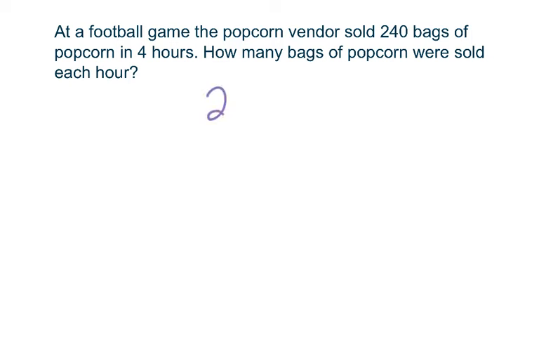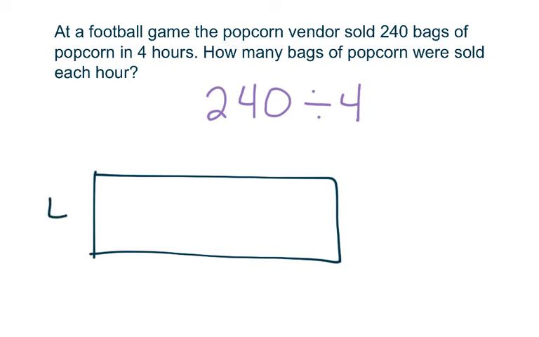I would write this problem as 240 divided by 4, and then I'd set up my area model to solve this problem. So I'd have my 4, my divisor, off to the side. Then I would have my 240, my total, so that I can chip away my pieces that I'm taking away from it. I would start, let's see, I could do 4 times 10, that'd give me 40. 4 times 20 would give me 80. 4 times 30 would give me 120. 4 times 40 would give me 160. 4 times 50 would give me 200. That's a good place to start.